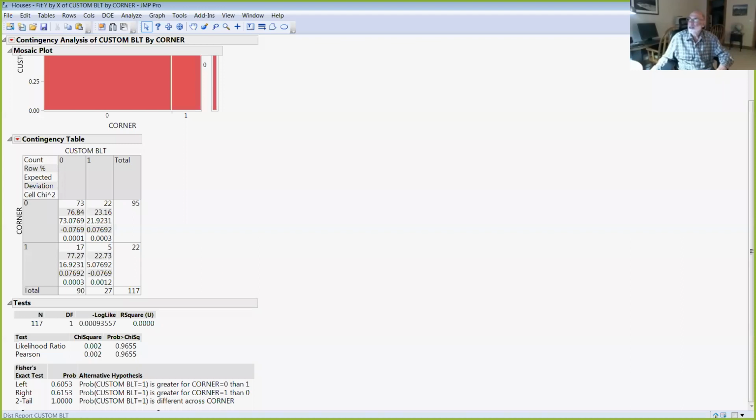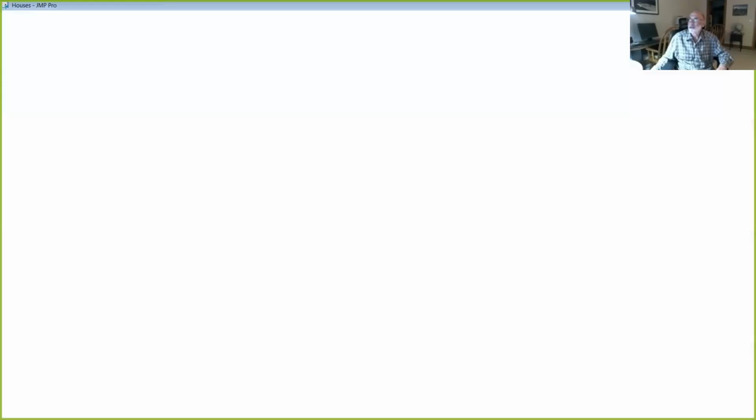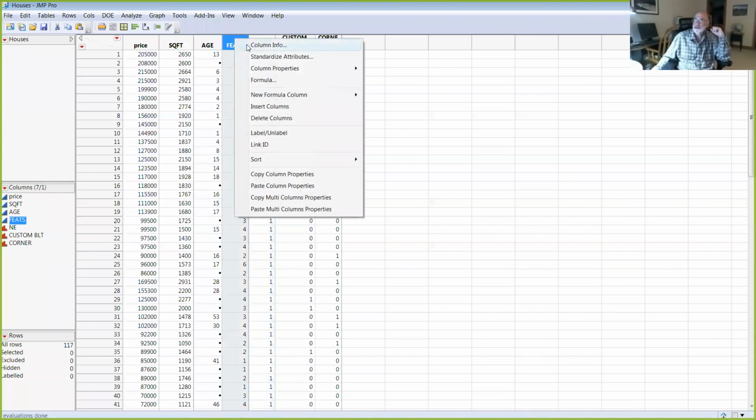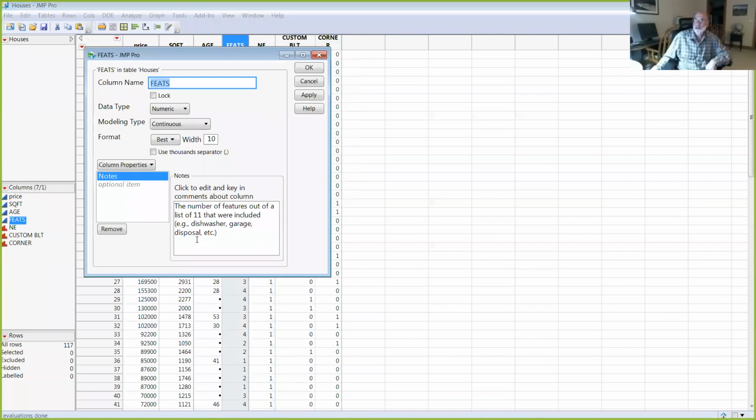Let me go over one other type, and I think I will postpone going over yet another kind of test to another lecture. We have number of features here. The number of features is a continuous variable because it's measuring number of features. The features, if you read about it in this data set, I may have put notes in, let me see if I did. Yeah, number of features out of a list of 11. And the 11 features were things like dishwasher, garage, garbage disposal.